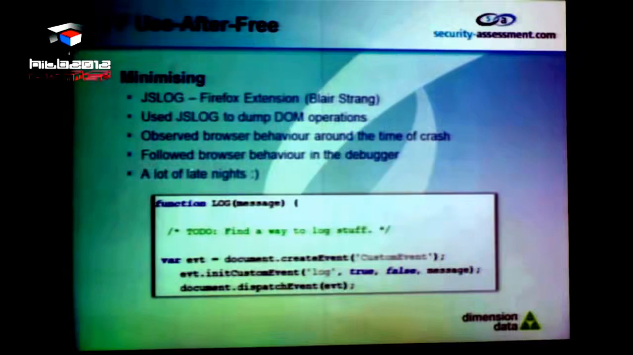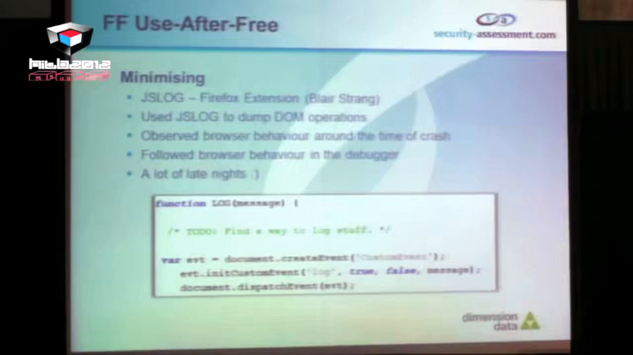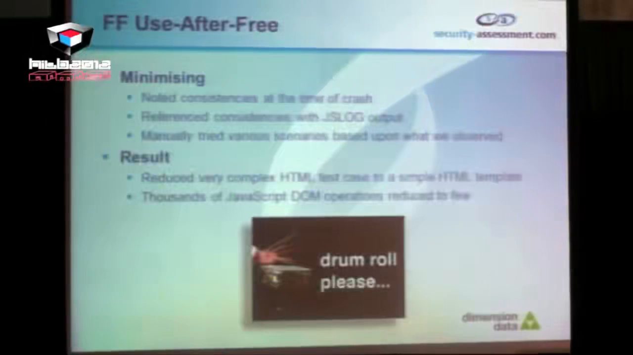The way to do that is that there is a log function, which you see in the screenshot. You create a custom event in the DOM, and JSLog is waiting for the custom event to trigger. When the log function is called by CrossFuzz, it initiates the event that JSLog is waiting for, and then logs the content of the operation. That allows us to make a huge list of JavaScript operations performed by CrossFuzz, and that's part of minimizing the test case.